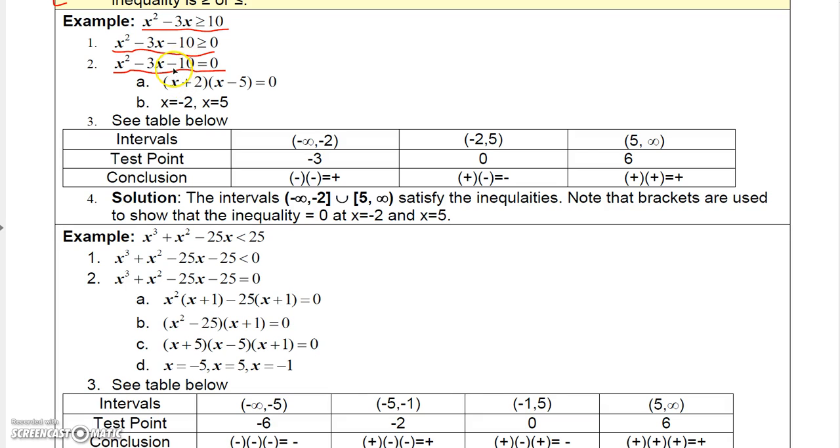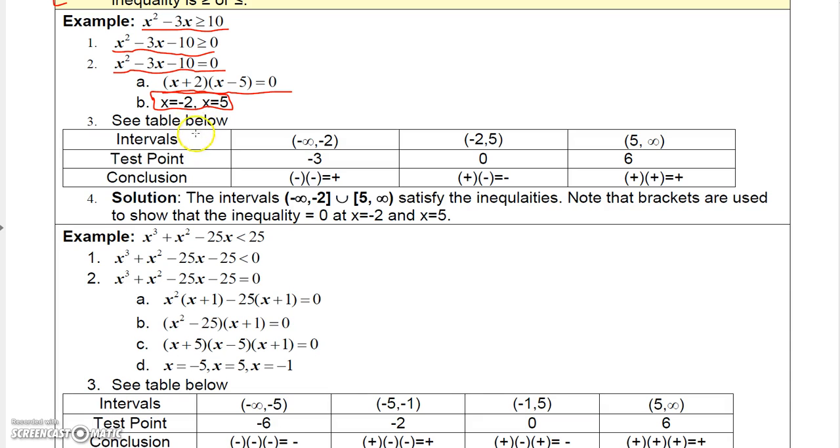And when you set that equal to 0, if you can factor it, you want to factor it and then determine what the values of x will make this equal 0. And it turns out that x equal negative 2 and 5 make it 0.